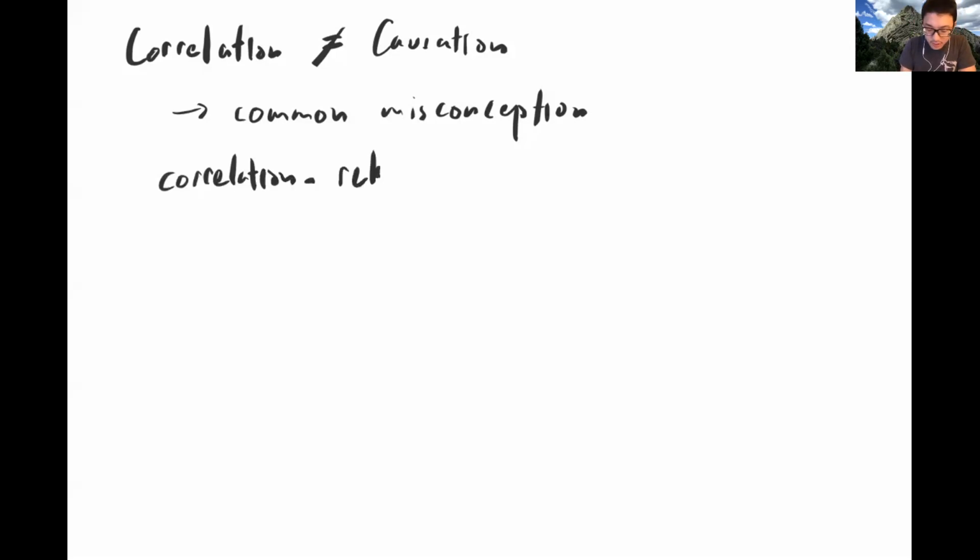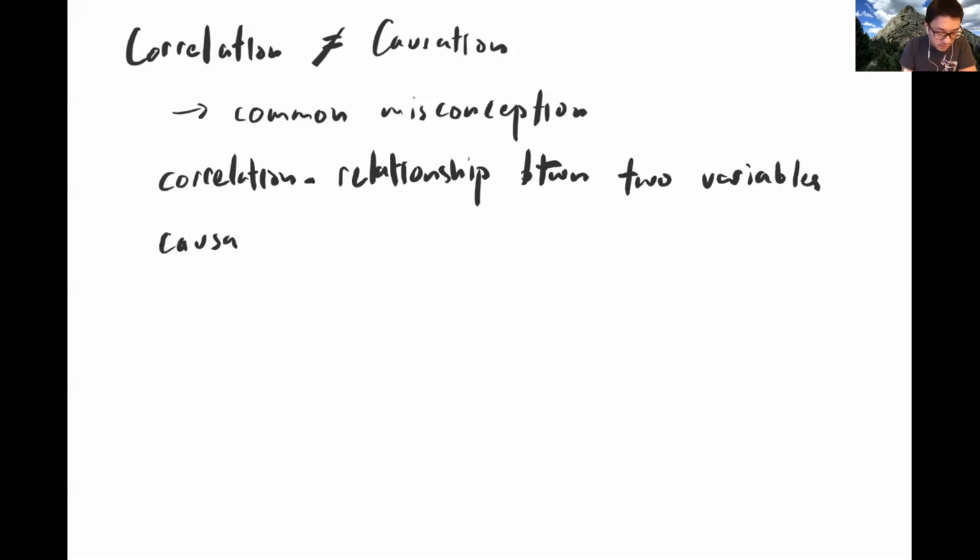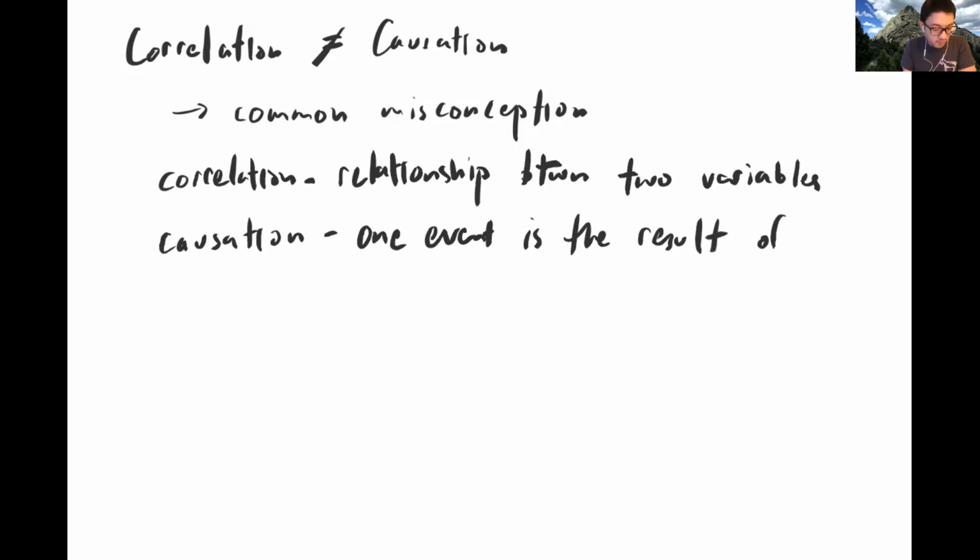Okay, so the difference: correlation is a relationship between two variables, whereas causation is when one event is the result of the occurrence of other events.